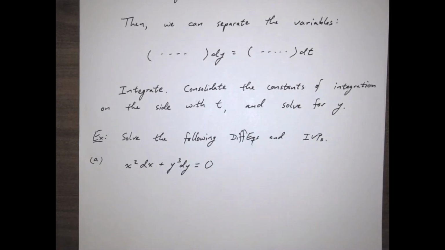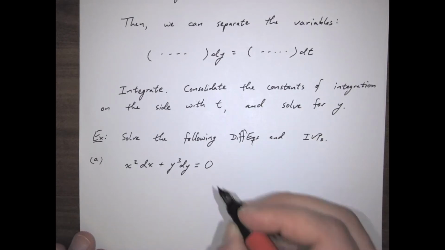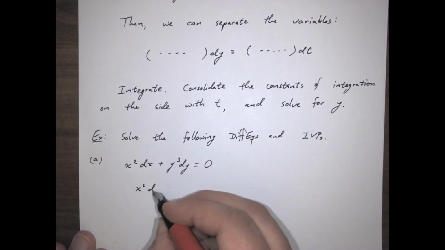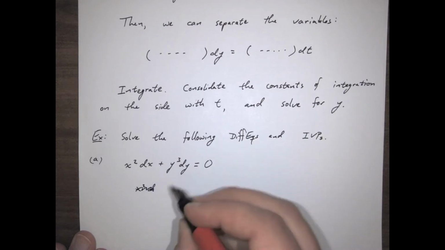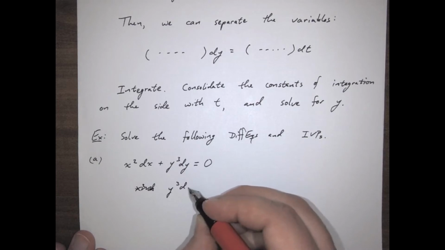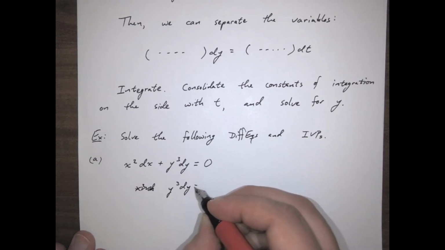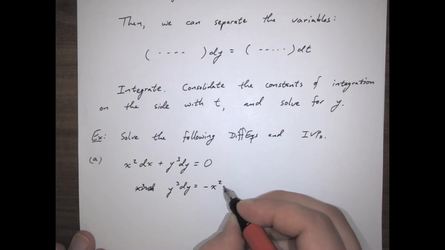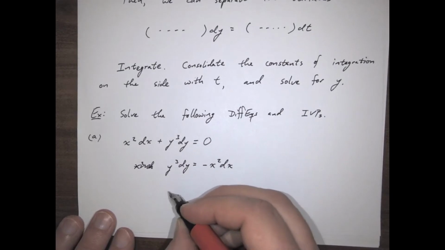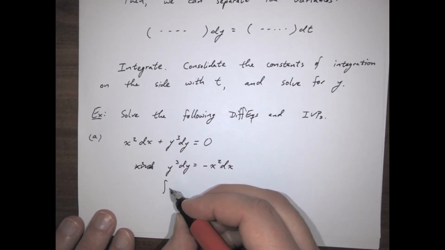Okay, so this is pretty close to already being separated. All we need to do is effectively move one of the two expressions to the other side. And I'll move the x's to the left. Oops, I said I'd move the x's to the left, and I'm a man of my word, so here we go. So y cubed dy is equal to negative x squared dx. So that's it rewritten now. And then we can integrate.